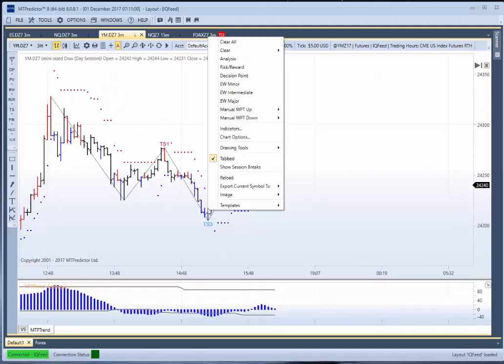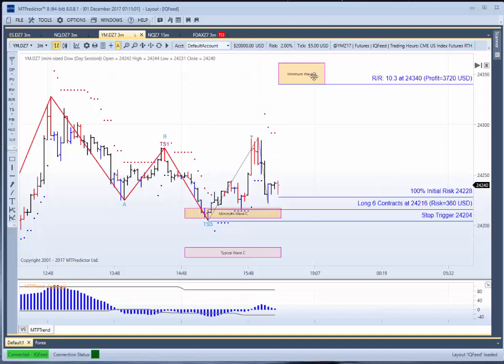If I right mouse click and place the analysis on, you can see that it got nowhere near its target. It would have been nice if it had, but it didn't. It came up and then retraced back. So were there any other places where this might well make a high?